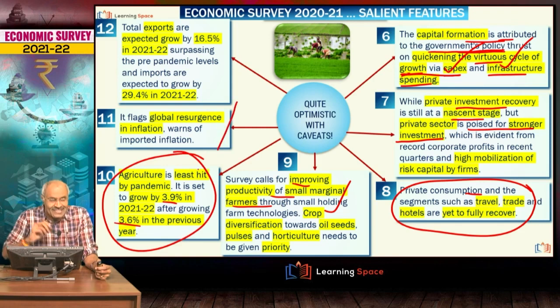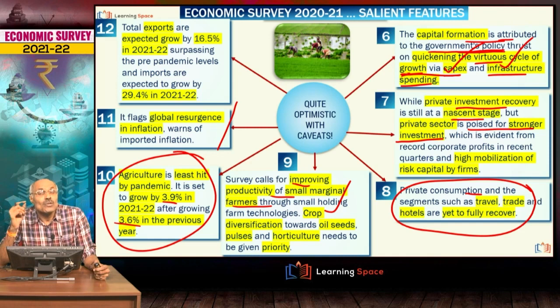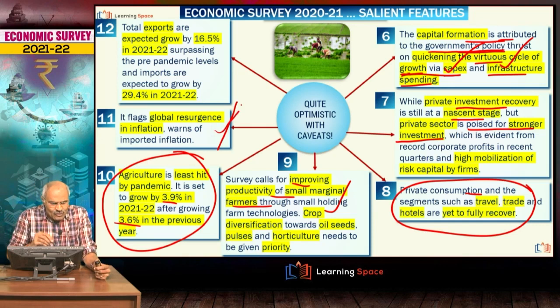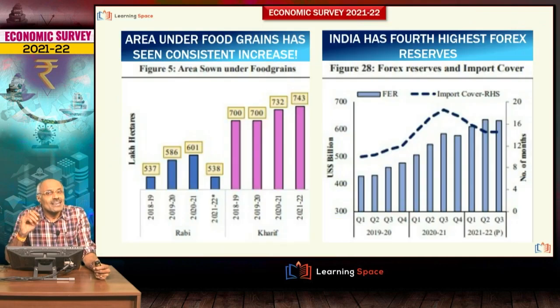And global resurgence in inflation. The economic survey flagged global resurgence in inflation. Please recollect, in European Union countries, inflation is at around 5%, 6%. In the USA, inflation reached the highest in 40 years. So the economic survey talks about chances of imported inflation. When inflation rises, product costs will increase and it will lead to imported inflation. Exports are expected to grow and imports are expected to grow much higher. I already talked about exports, $400 billion.